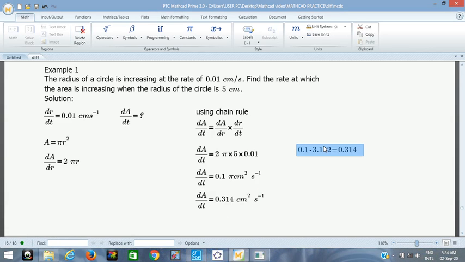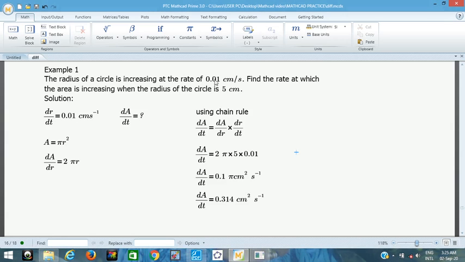So that is all. Rate of change, this is how you do it. The most important thing, as I said, is to read the question very well and know the rate that is given. For example, this example says the radius of a circle, so it's the radius that they focus on first.